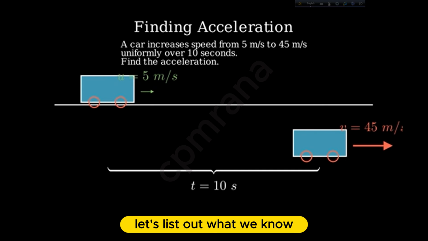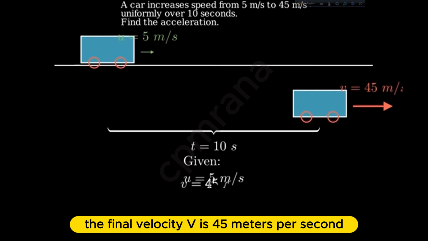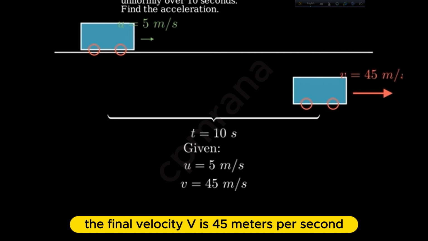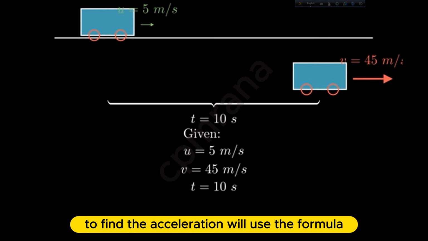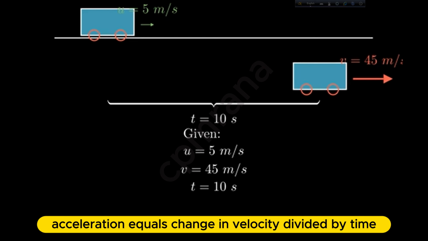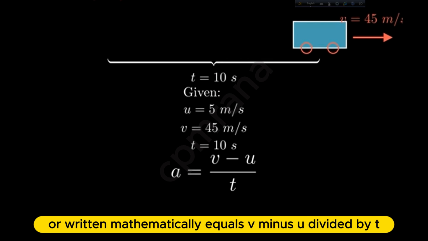Let's list out what we know. The initial velocity u is 5 meters per second. The final velocity v is 45 meters per second. And the time t is 10 seconds. To find the acceleration, we'll use the formula. Acceleration equals change in velocity divided by time. Or written mathematically, a equals v minus u divided by t.